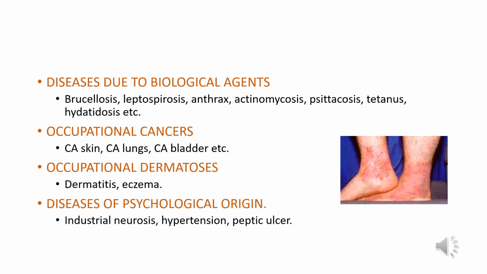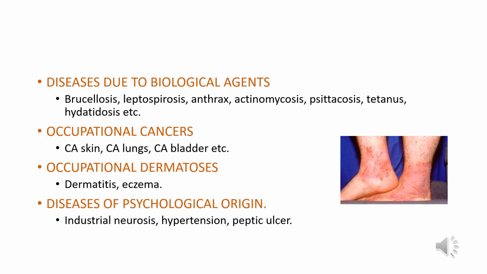Then there are certain biological agents that may be present in the occupational environment, and these give rise to certain diseases as well, certain occupational diseases. And the examples of occupational diseases due to biological agents include brucellosis, leptospirosis, anthrax, actinomycosis, psittacosis, tetanus, hydatidosis, etc.